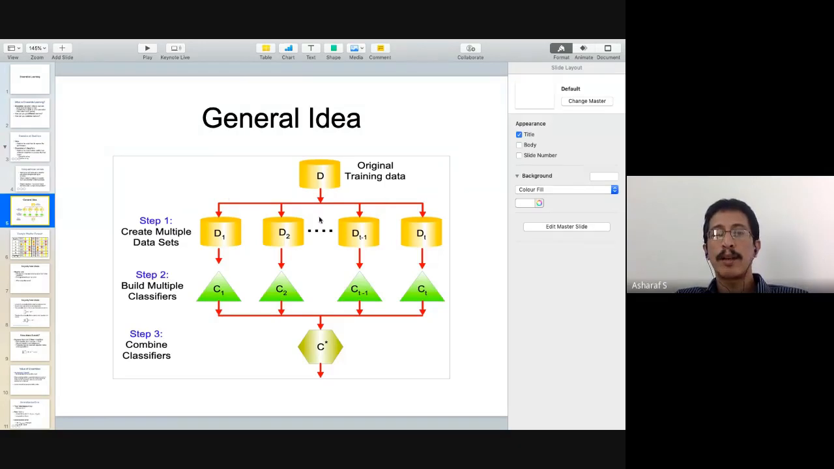up to DT. So I have T data sets, and I'll build a classifier with each of these data sets, which means I'll train on each of them. This is my original training data.